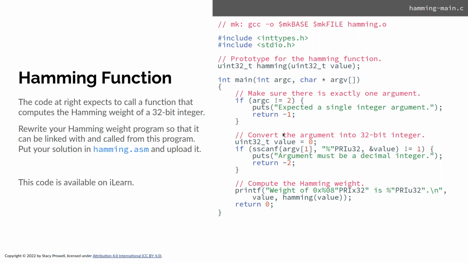It's going to look at your arguments. It's going to convert your argument to a 32-bit integer. And then right down here, embedded in this printf statement, it's going to call this Hamming function, which should be your assembly Hamming function. And you should be good.